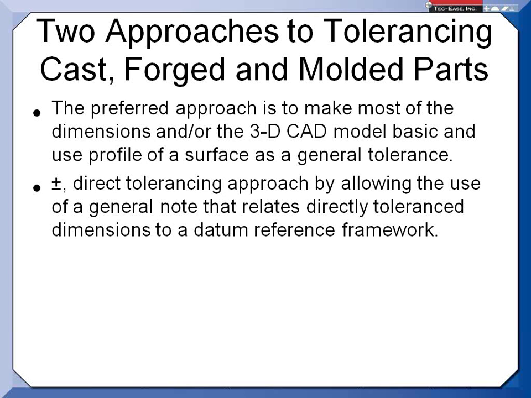And to make that sort of work, you should add a general note that relates directly toleranced dimensions to a datum reference framework. Now that note, we'll see it in a little bit, that note used to be in Y14.5 and it was taken out. It used to be referred to as the bag of snakes. It was good that it related your dimensions to a datum reference frame, but still you would get tolerance accumulation and not really be sure sometimes where things were going, and when you throw in the angular tolerance, it was very confusing.